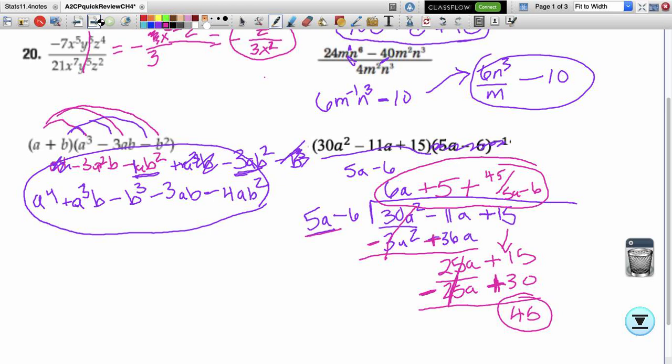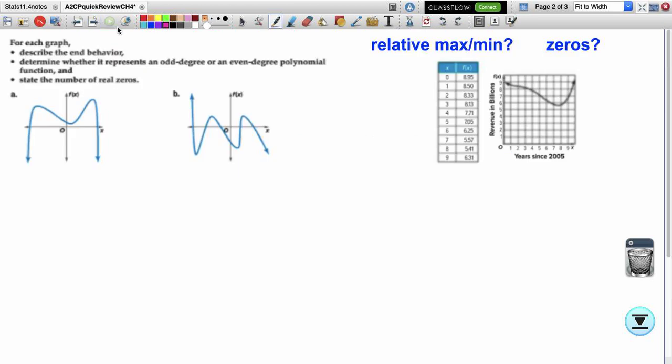Let's move forward and take a look at some of the graphing stuff. You're going to be asked to describe end behavior, determine if we're dealing with an odd function or an even function, and then state the amount of real zeros. Zeros are how many times it hits the x-axis. So we would say that this has 2 zeros.